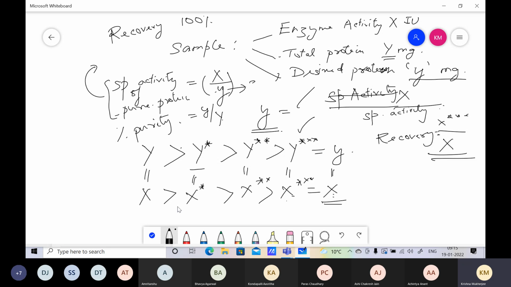It will not. That is what I've been saying. I said that this should be equal to this, should be equal to this, should be equal to this if recovery was 100%. I said that. Okay, sir. But you heard me, right? You were not hearing carefully.